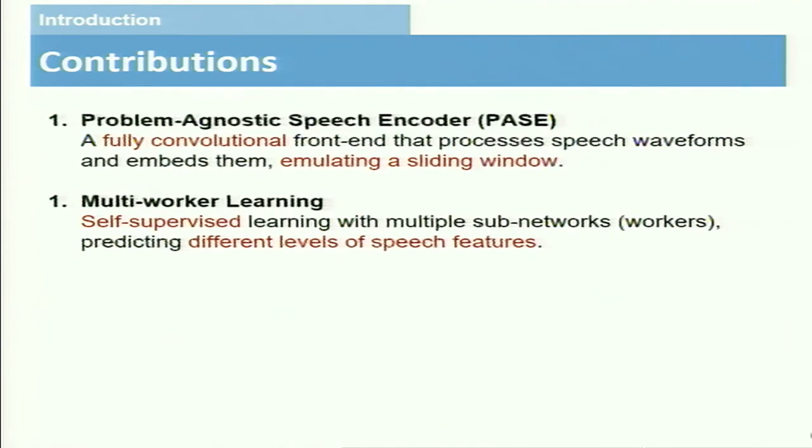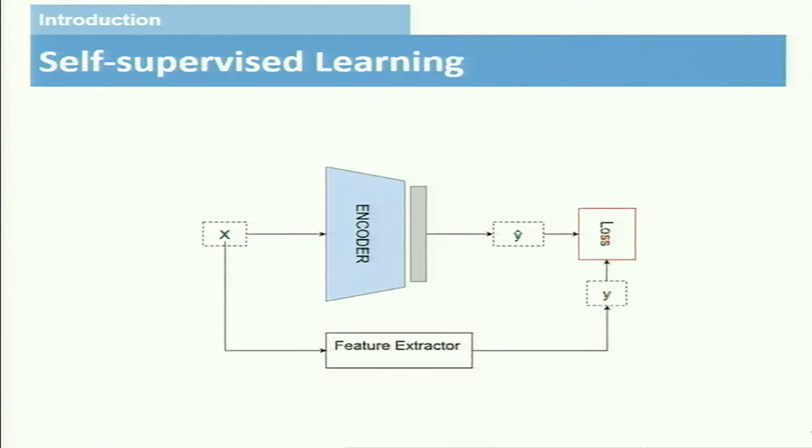So this is the twofold proposal. First, the problem-agnostic speech encoder itself. And secondly, the framework to train it based on self-supervised learning, named multi-worker learning. Okay. So what is self-supervised learning? Let me define self-supervised learning as that type of learning where the network, the system, is learning from the input itself, but in transformed versions of it.